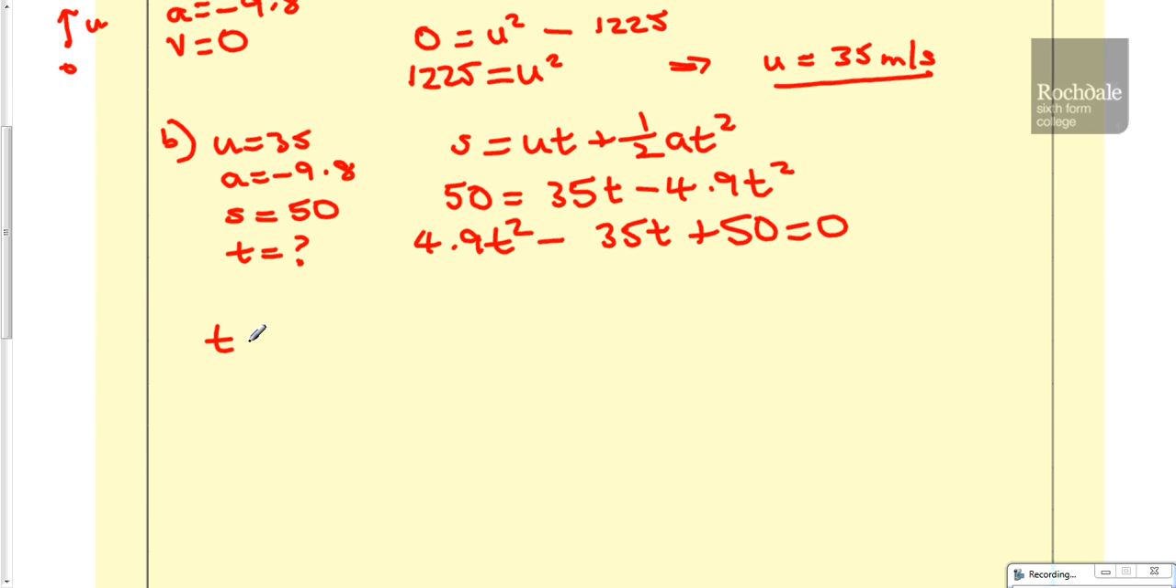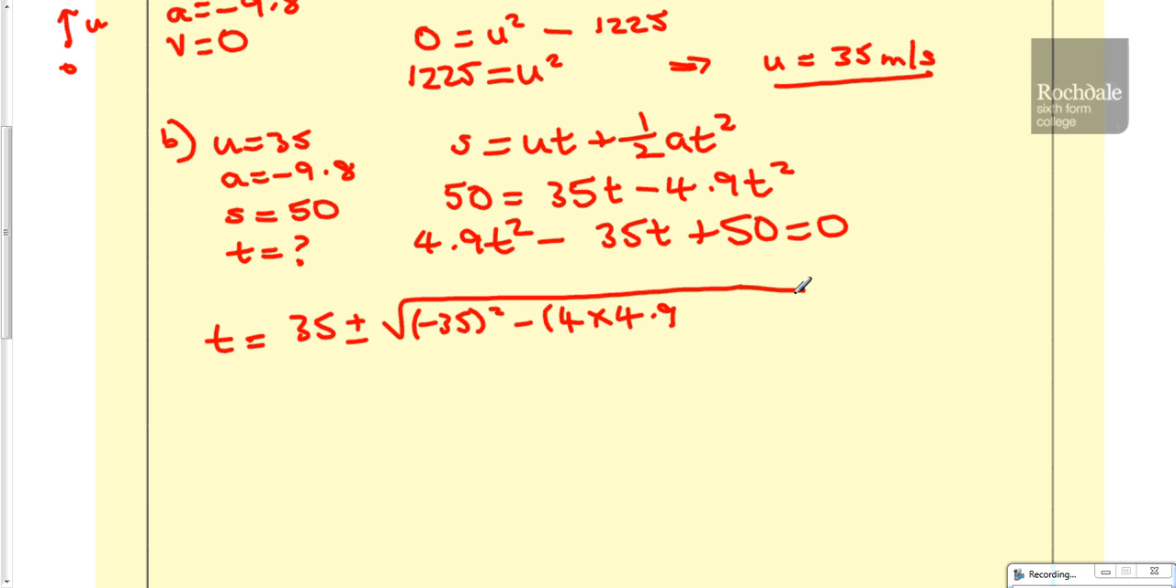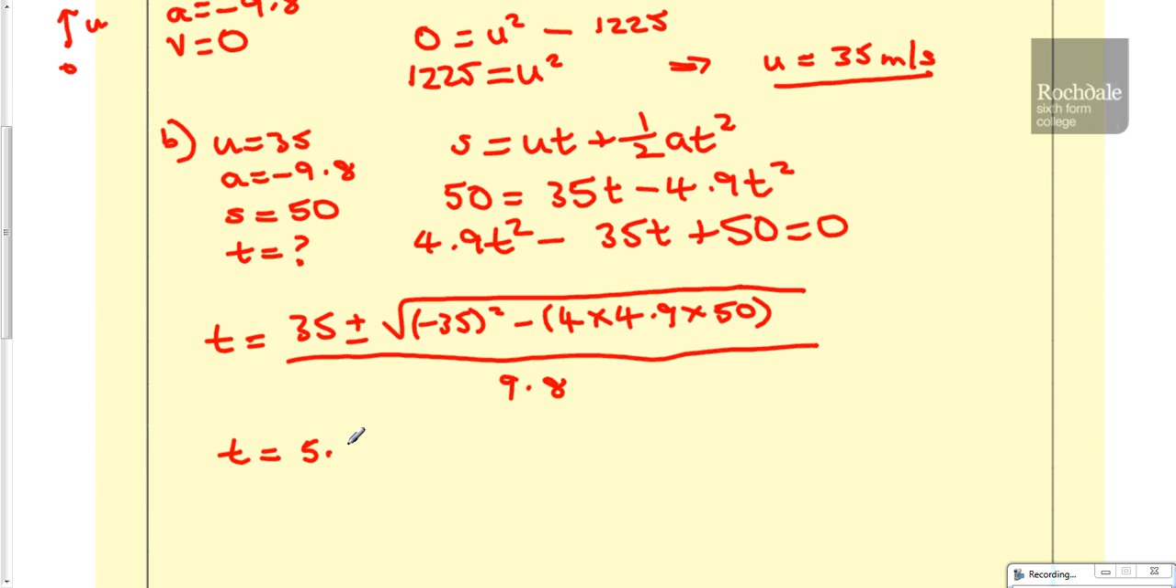Again, I'll go through this pretty quickly. So it's minus b plus or minus square root of b squared, so that's minus 35 squared, minus 4 times a, which is 4.9, times c, which is 50. All of that divided by 2a, which is 9.8. Pause the video at this point, work that out on your calculator and see what you get. Now in this example, we need to keep the full values, so try and save these in the memory of your calculator.